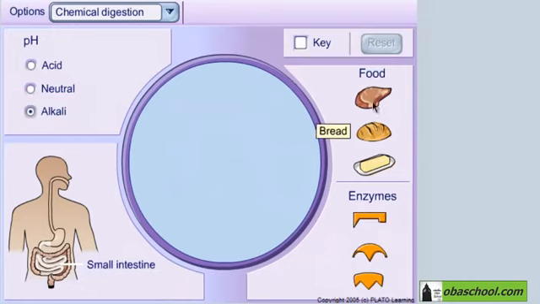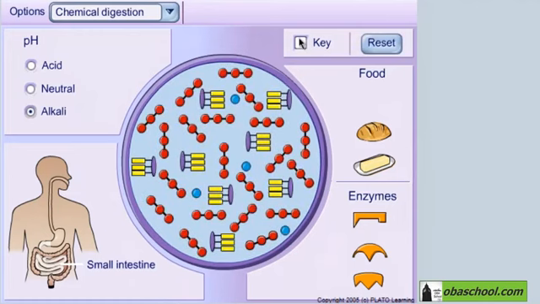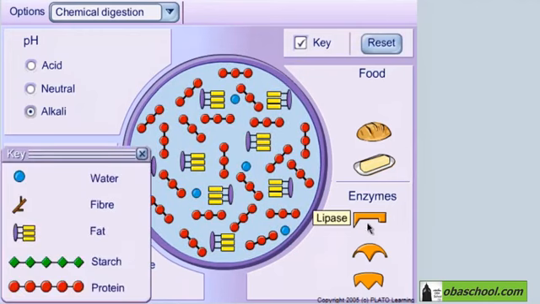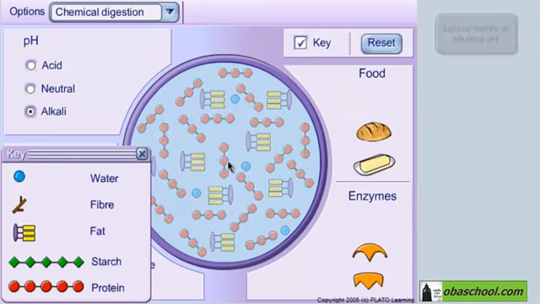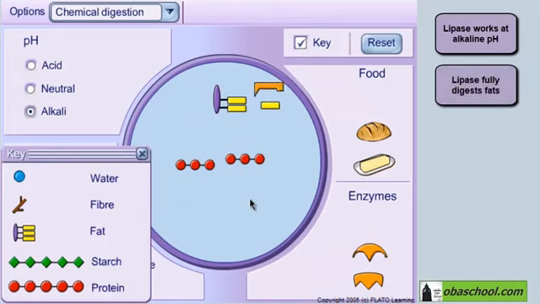So let's try to see the digestion of meat in the small intestine. Let's bring back the key. What do you think will happen if we add lipase? Let's see. Lipase could be added because lipase works on basic pH. Lipase is going to digest the fat and not the protein. It happens in 3 steps, and the fat is digested in the small intestine.